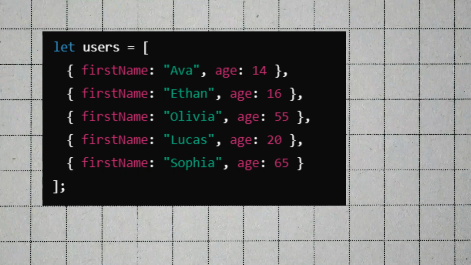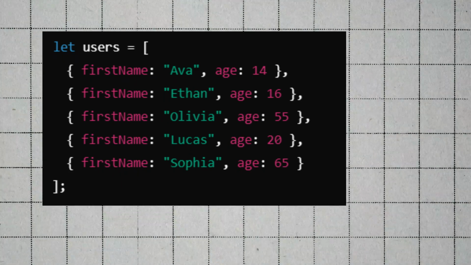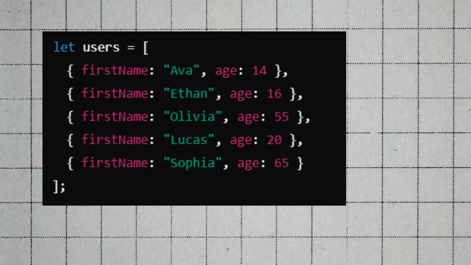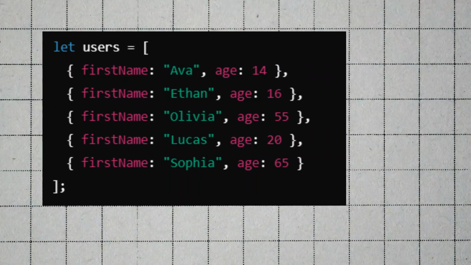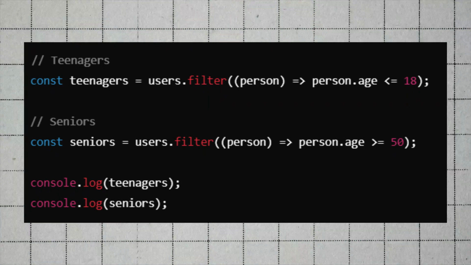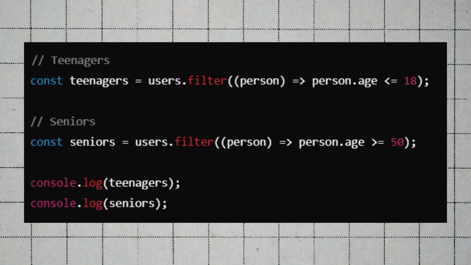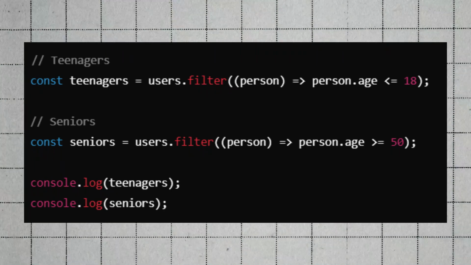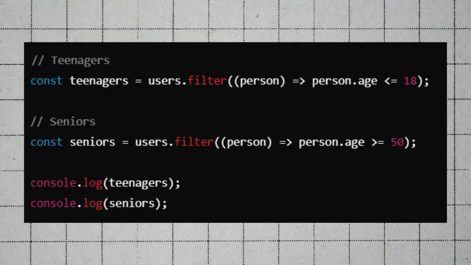Let's say you have an array of users with different ages like this. Now you want to group users into different age ranges, such as teenagers and seniors. This is where filter comes in handy. What happens here is that filter creates two new arrays based on the criteria you give it, one for teenagers and one for seniors. If no items meet the condition, you'll just get an empty array.